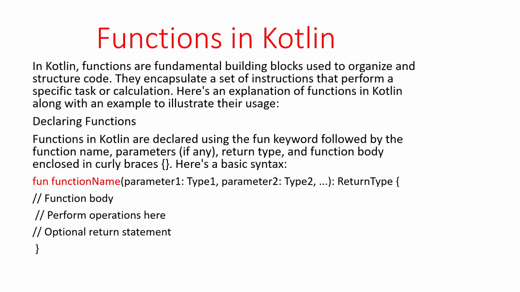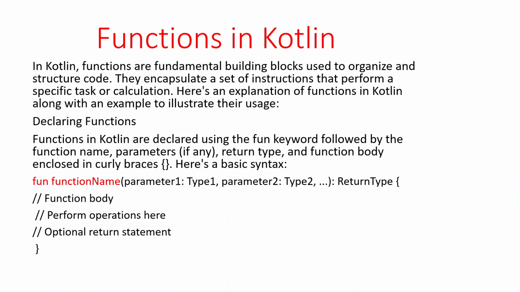Declaring a function. Functions in Kotlin are declared using the fun keyword followed by the function name, parameters if any, return type, and the function body enclosed in curly braces. Here is the basic syntax of a function: fun, parameter 1, type 1, comma, parameter 2, type 2, return type, function body, perform operation here, optional return statement.